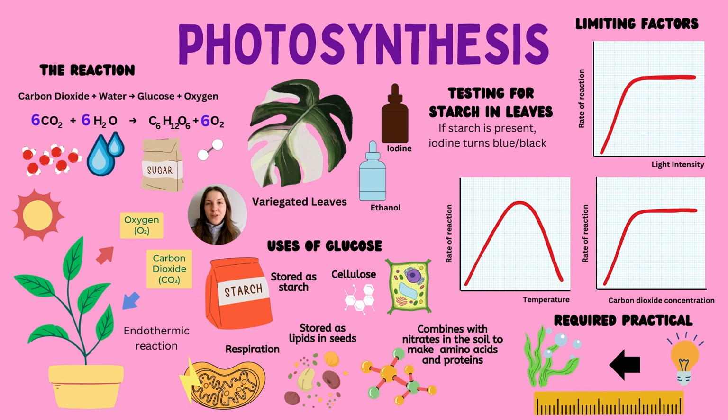The next topic is photosynthesis, an absolutely fundamental chemical reaction that allows for carbon dioxide and water to chemically combine to form glucose and oxygen. You need to be aware of the word equation, but also the balanced symbol equation as well.